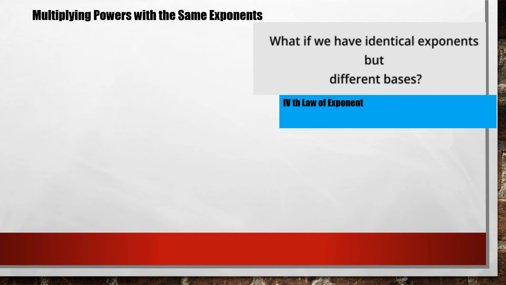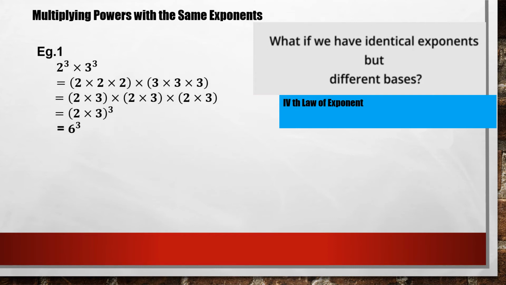Multiplying powers with the same exponent. That is, if we have identical exponents but different bases, what is to be done? Can you simplify 2 cubed into 3 cubed? Notice that here the two terms 2 cubed and 3 cubed have different bases but the same exponent.